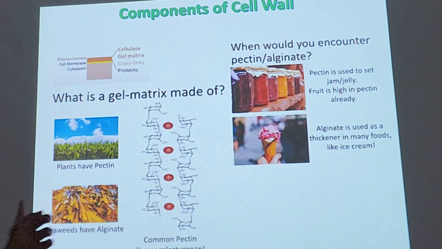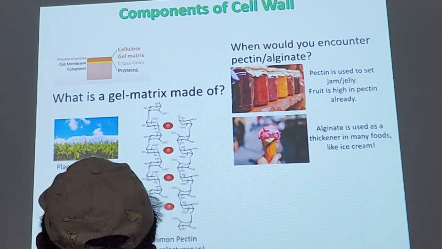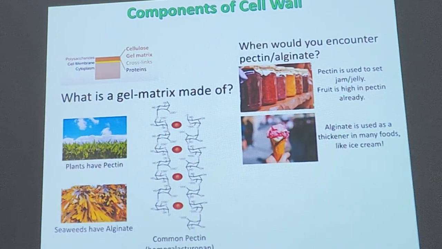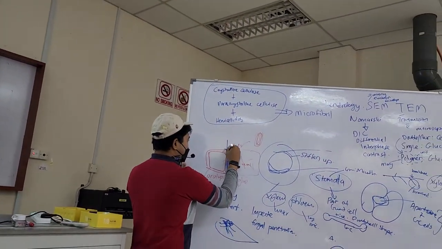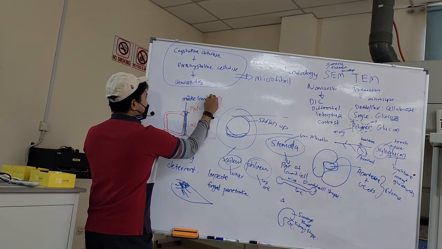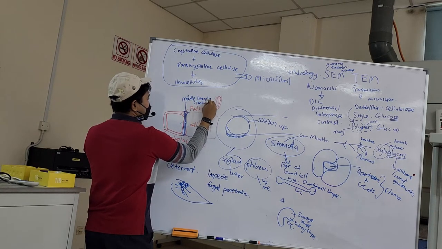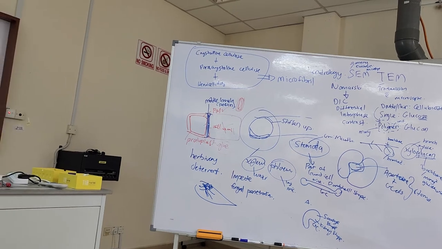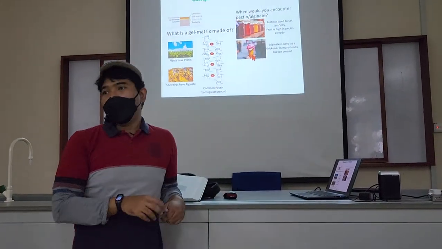And this gel, if it's in plants, is pectin. If it's in seaweeds, it's alginate. If you are into baking, some of you may like to make your own jams, you will put in pectin powder because it's a gelling agent. And guess what? Pectin is obtained right in the middle here, the middle lamella. So you got your pectin. This actually has a purpose in products. Of course, the plants use it as a component for the cell wall, but we actually harvest this to make products like jam and also ice cream.